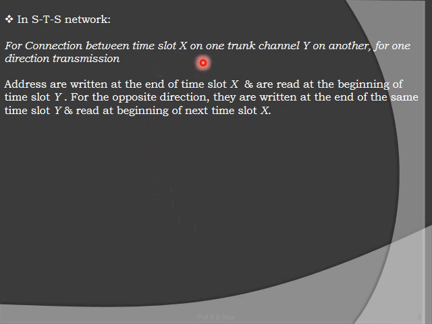For a connection between time slot X on one trunk and channel Y on another for one direction of transmission, addresses are written at the end of time slot X and read out at the beginning of time slot Y. So we have the whole time duration so that we can share the same address. For the opposite direction, they are written at the end of the same time slot Y and read out at the beginning of time slot X. In this way, by sharing the same speech store address, we are able to provide the bi-directional path in STS networks.